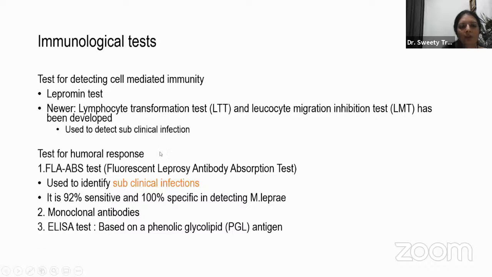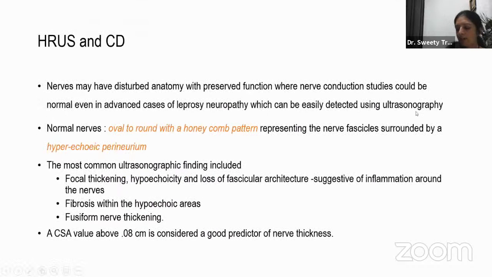And tests for humoral response, mainly for the lepromatous category patients. They are the FLA-ABS test used for subclinical infections, monoclonal antibodies, ELISA test. More, I would like to highlight HRUS, that is high resolution ultrasound and color Doppler.